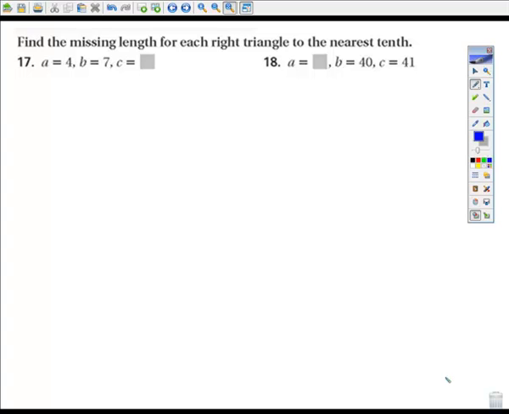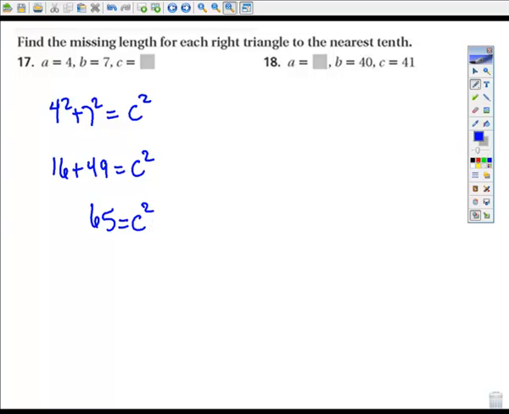Okay, sometimes they're not going to give you pictures to look at. They're just going to have you find, in this case, the hypotenuse, in this case, leg a. We do it the same way, though. So I have 4 squared plus 7 squared equals c squared. Remember I said if we're looking for the hypotenuse, we're going to end up adding. But first, order of operations, we have to do the powers. So 16 plus 49 equals c squared, and 16 plus 49 is 65. And then the last step, we will square root.